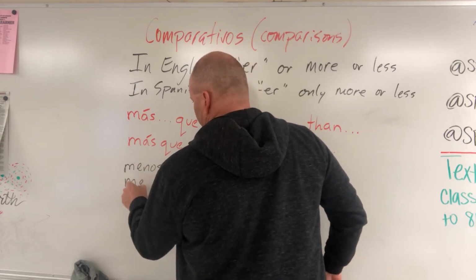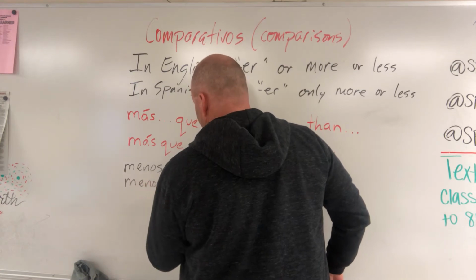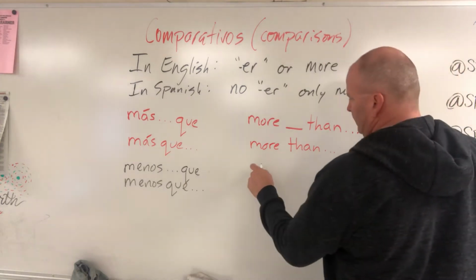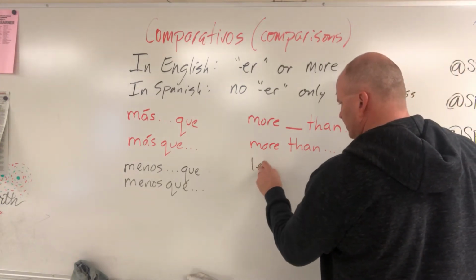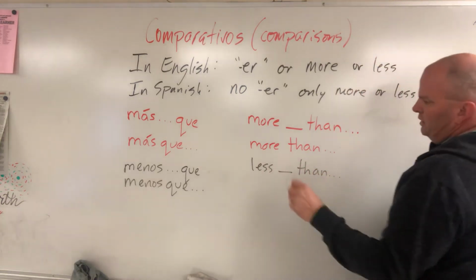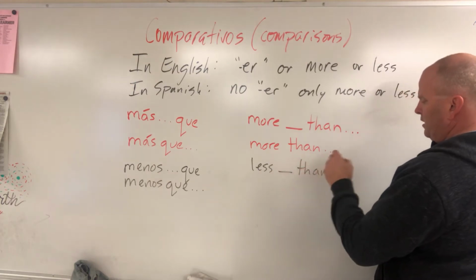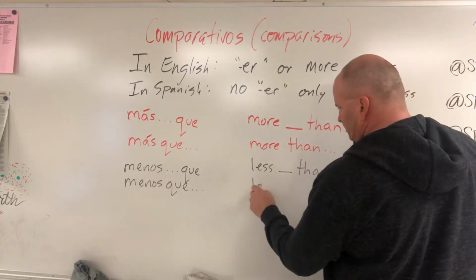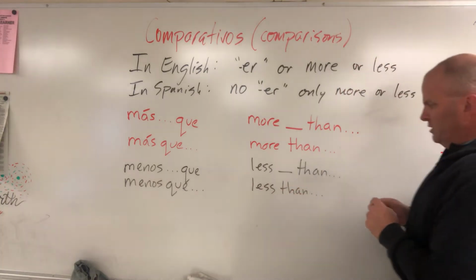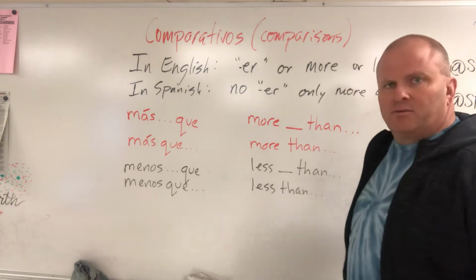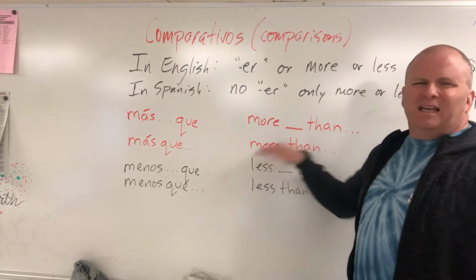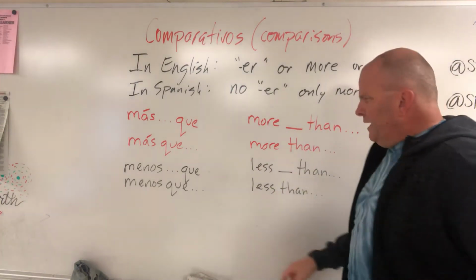Same thing. It depends on if you have a word in between there or not. So less blank than: these chilies are less spicy than habaneros. Or sometimes you have less than: I like this restaurant less than the other restaurant we went to. Okay? So it just depends on where you're going to put that, just kind of how it lines out. All right.